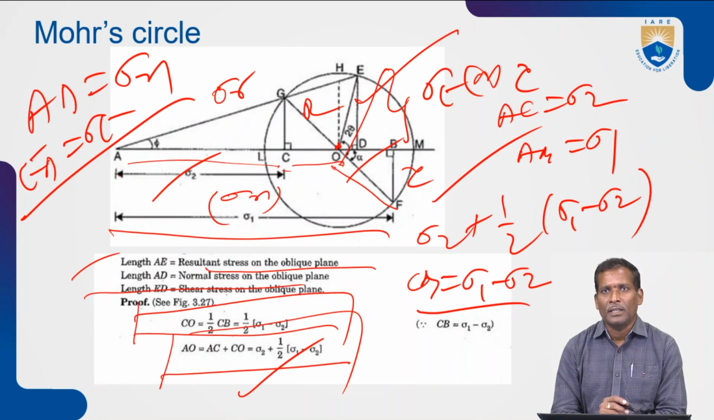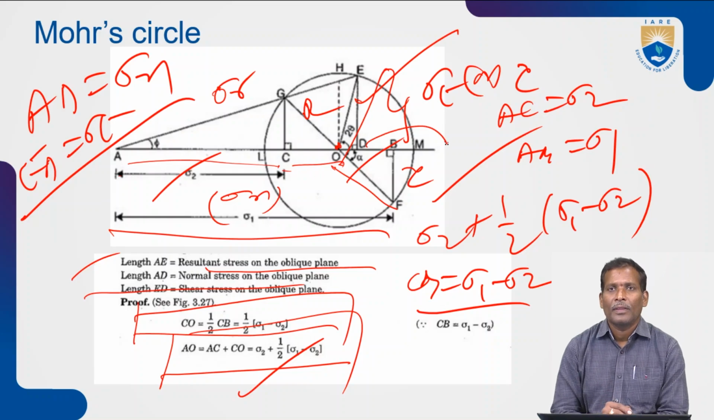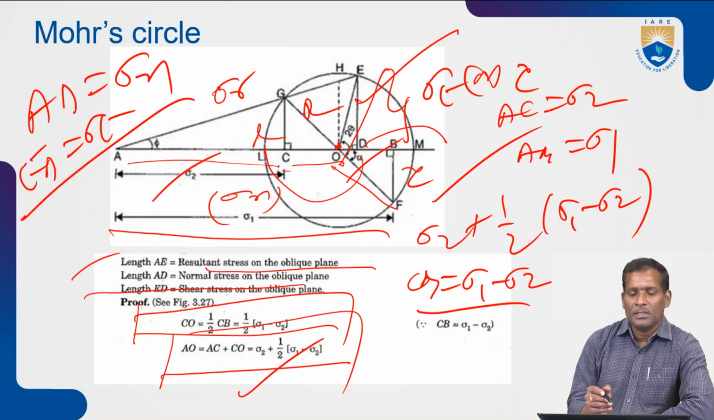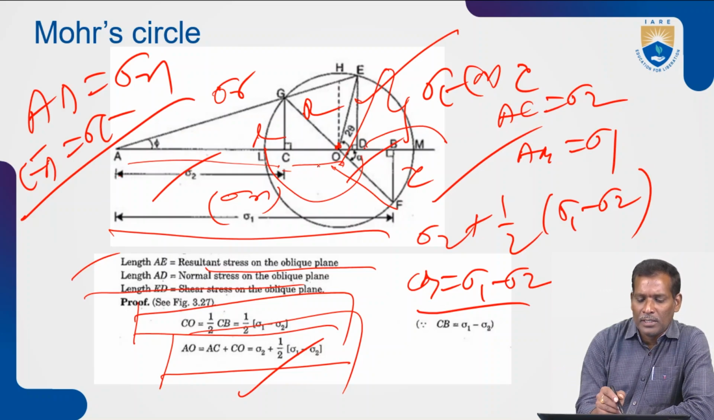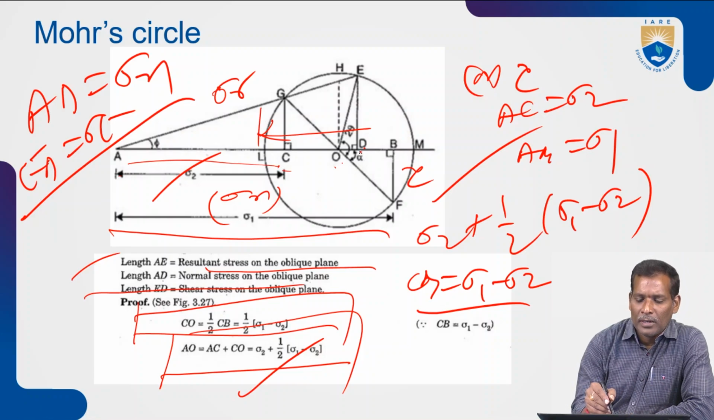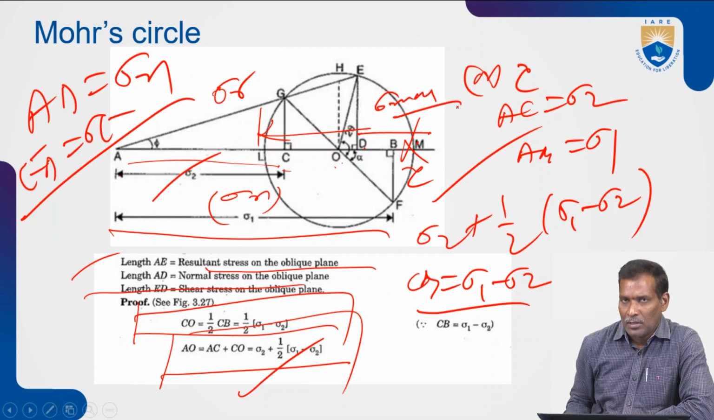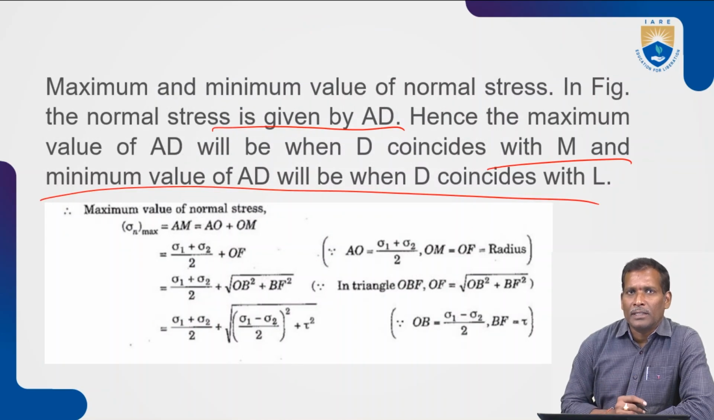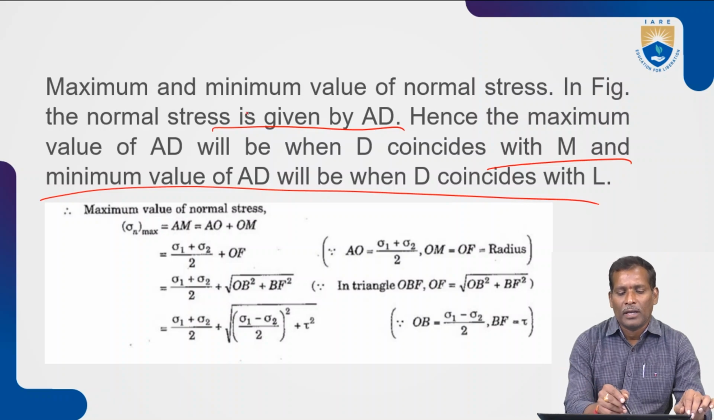Whenever the D coincides with M, that is maximum value, and whenever D coincides with L, this point, in this diagram, we will get minimum. The D coincides with M, this M point, this is maximum. So max and minimum. Whenever it occurs like this, you will get maximum and minimum values of normal stress.